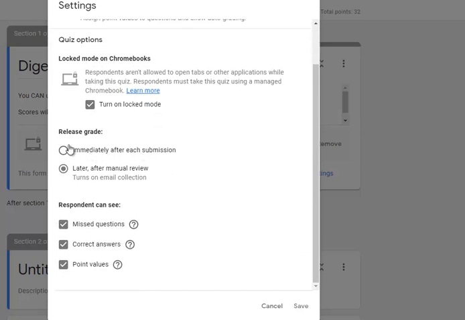With worksheets, I would allow the kids to get their answers, their feedback right away. But I didn't want them to be passing answers on to other students. So I said later after manual review. And then once I emailed back all of the answers, then kids could see what they had wrong and why.